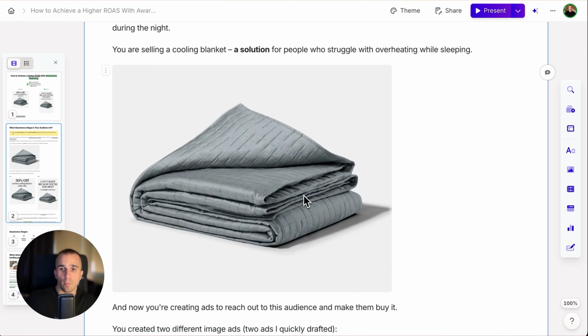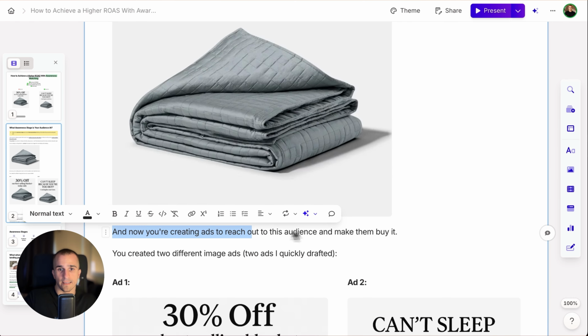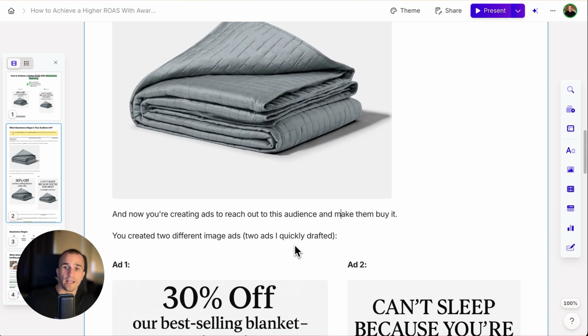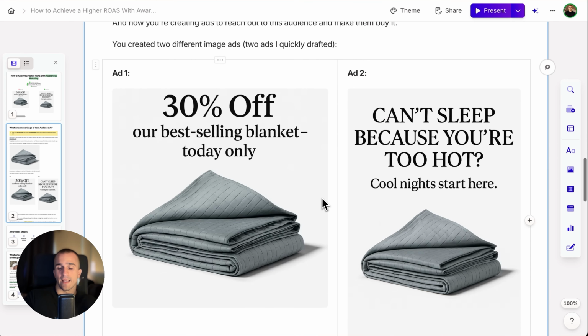And now that you have the problem, you are trying to create ads to reach out to this audience and make them buy your product. So let's say you have created 2 ads of this product to try to reach this audience, and these are 2 ads that I have created as an example to help you understand this concept. We have 2 static ads, and the only thing that is different is their copy, right?